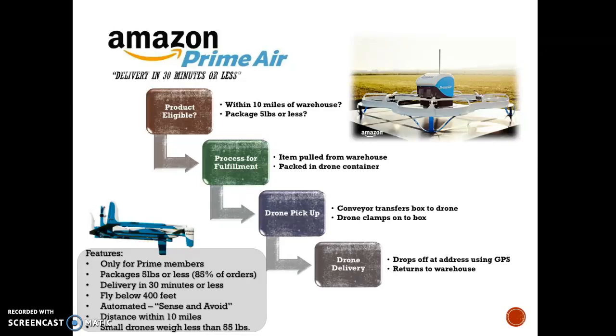The overall process is that once a customer places an order, they determine if it's eligible for drone delivery using the shipping address and product weight. If it is, the product is processed for fulfillment. It is sent via conveyor to the drone, which clamps onto it and takes off after it's been programmed with the address to the GPS. Using the GPS and the Sense and Avoid technology, it drops the package off at the address and returns to the warehouse.